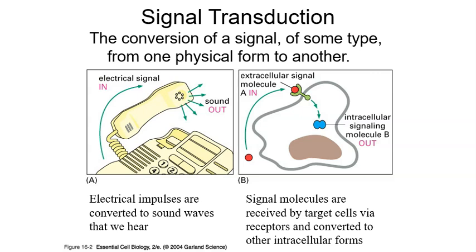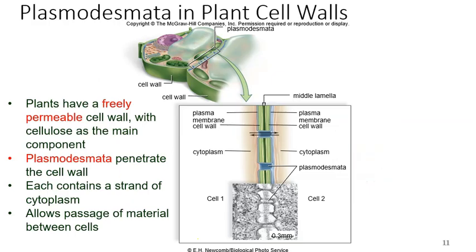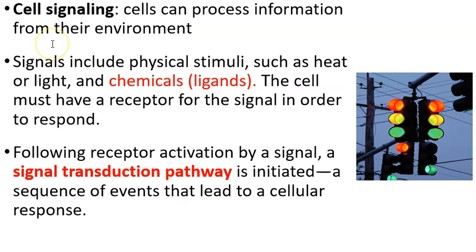And of course, y'all can remember from a lot of our class all the different things that we went through. But you can see here that it's similar to electrical impulses being converted to sound waves in old rotary phones. And so an extracellular signal is the input, and then the output is some sort of response, okay? And so in cell signaling, the chemicals are called ligands, okay? It could be a physical stimulus like heat or light, or touch, followed by receptor activation and a signal transduction pathway.